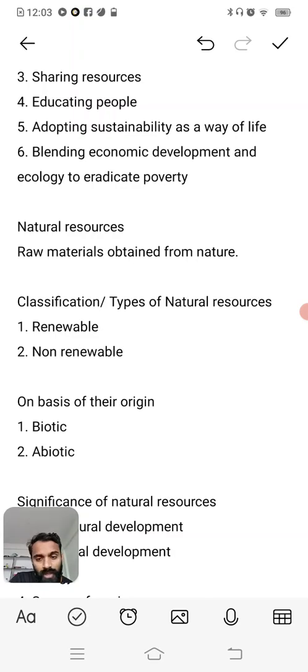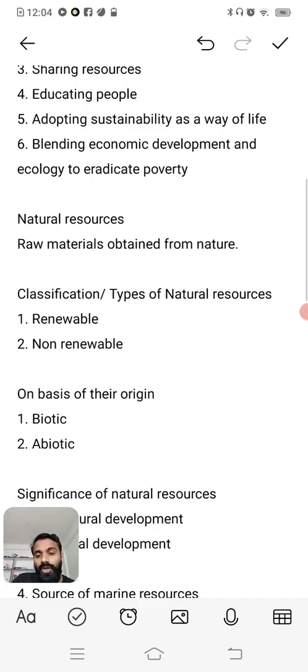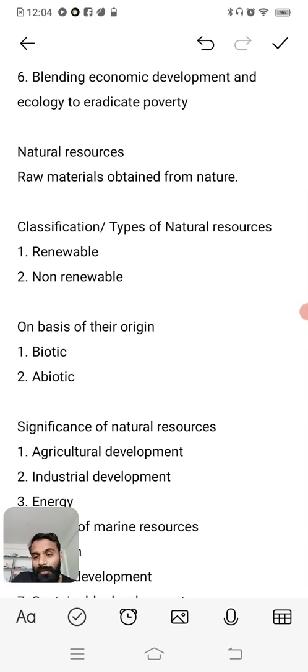One is renewable, which can be renewed. That means sunlight, solar energy, is a renewable natural resource, and some others are non-renewable. Coal mines are non-renewable. They cannot be renewed again and again. But a forest is a renewable resource. We can plant new trees, and again the trees will come up. But non-renewable resources cannot be renewed; once they are over, they are over.